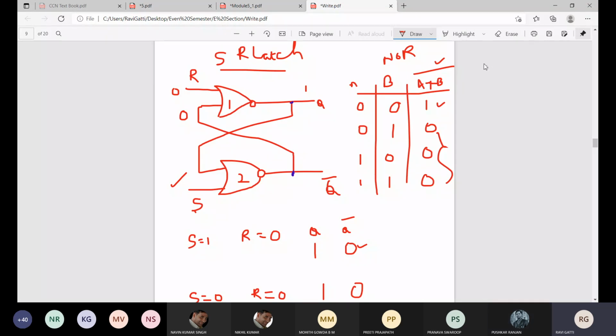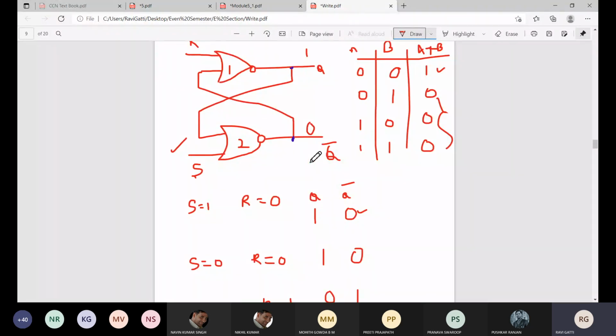Okay, so now we will put some other value and see what happens to this diagram. Q is now 1 and Q bar is equal to 0. Now let us put S is equal to 0 and R is equal to 0. What happens to this, we will see here. When you substitute S is equal to 0, what is the output of this logic gate 2? It is 1.